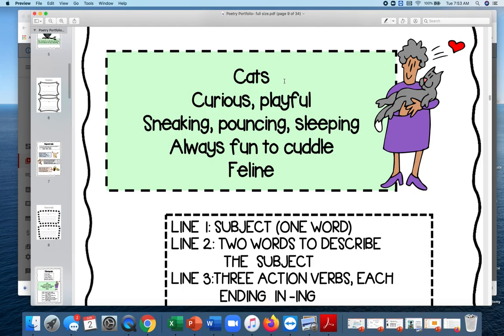Okay, cats. So there we have our noun and our subject. Curious, playful. Adjectives, describing the noun. Sneaking, pouncing, sleeping. Again, verbs all ending in ing, something that describes what they do or how they act or how they could be described in some way. And then we have our phrase, which should be exactly 4 words. Always fun to cuddle. And then feline, a synonym for the initial subject.